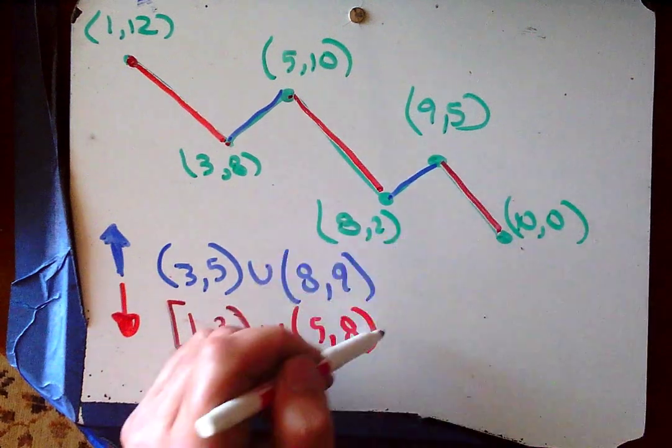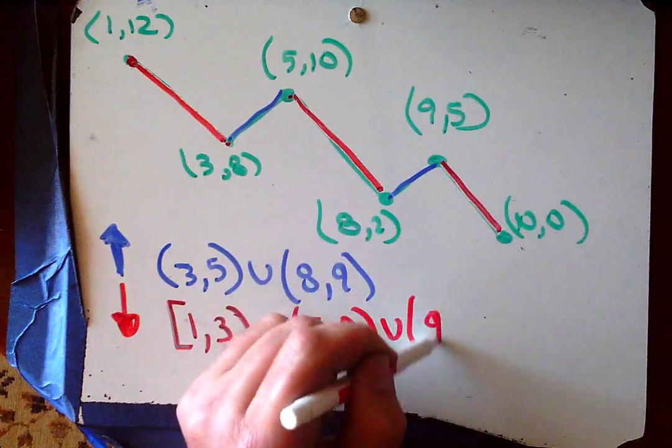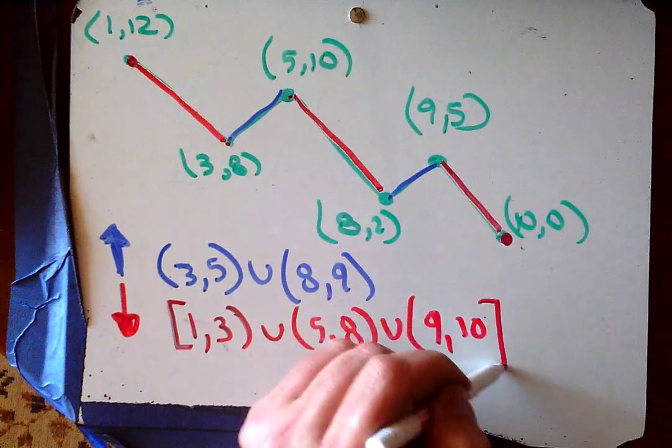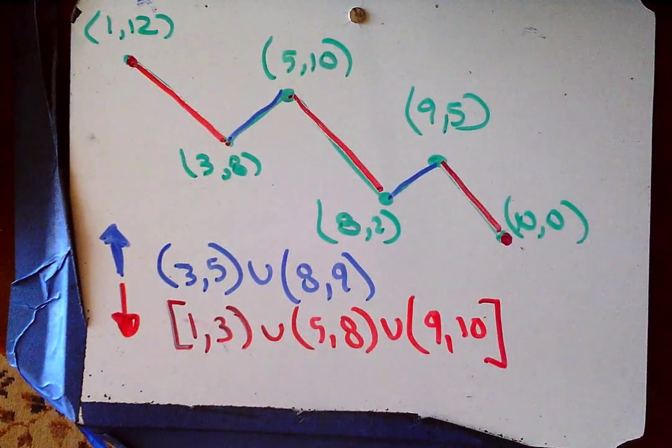And my last one goes from 9 to 10. 10 is included because of its negative slope. Okay. And what about maxes and mins?